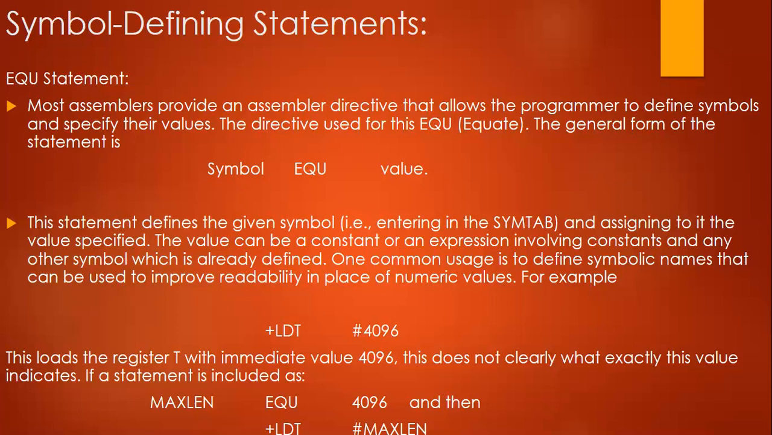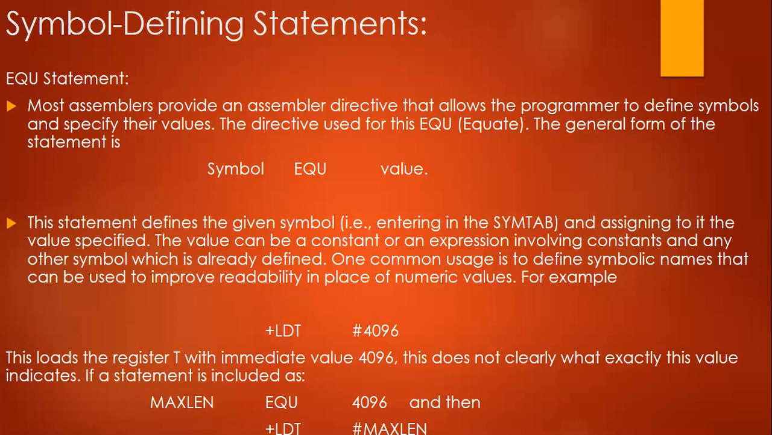If you define it in such a way, then there is no need to go to any particular memory location for finding the value or the address of this particular symbol. Name we have, value we have. So in future, whenever you use this kind of symbol, we'll refer to it with respect to its value. We'll see how it works in pass one and pass two in later sessions. So this statement defines the given symbol, which is entered in the symbol table, assigning to it the value specified.